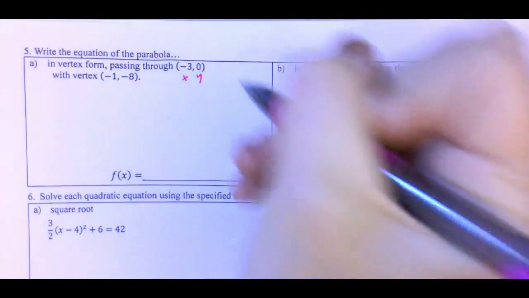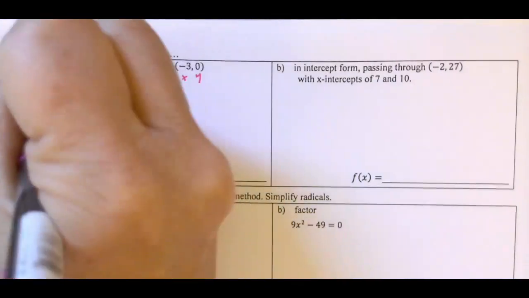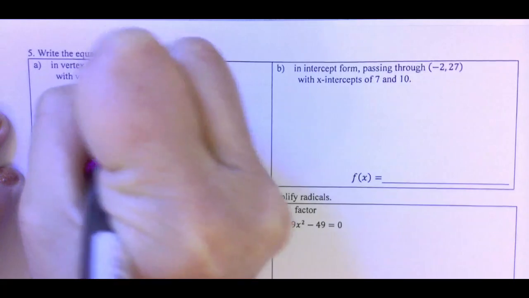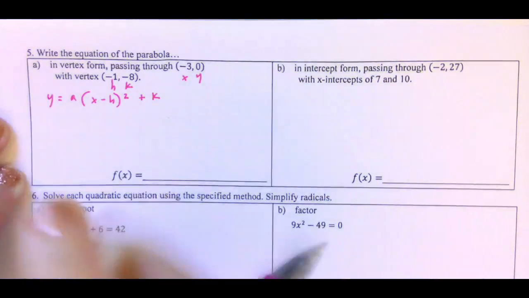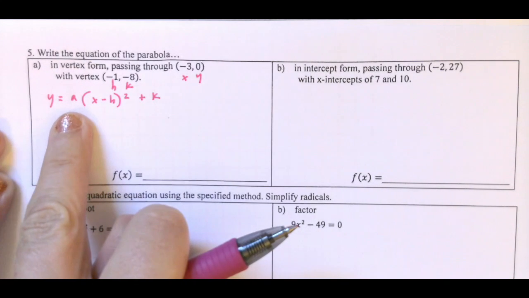Okay, next skill, can you write an equation with certain information for a quadratic? So here I'm saying that I want it to be in vertex form, passing through this point, so that is the xy, with the vertex of -1, -8. So that's the HK. So my format, just to remind you of the structure, y equals a times x minus h, quantity squared, plus k. And I need to figure out what a is. I need to know what the stretch factor is, or if there's any flip.